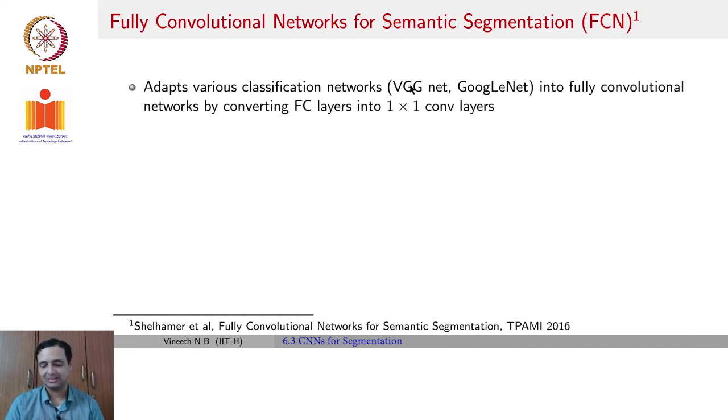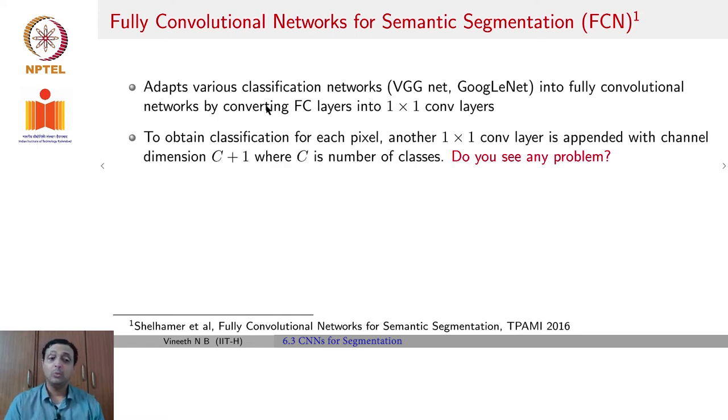We saw that with single shot detection methods. It's the same idea here, because for semantic segmentation, you still have to classify at the level of a pixel. So you do not want to move away from the convolutional regime. What do we do? To obtain the classification for each pixel, we can have a 1 cross 1 convolutional layer at the end of any CNN and have C+1 channels in that final output volume, where C is the number of classes and the +1 is for, say, a background class. But do you see any problem with this approach?